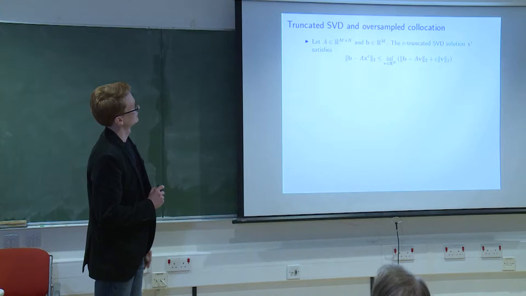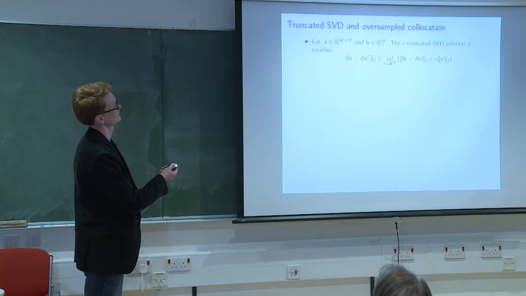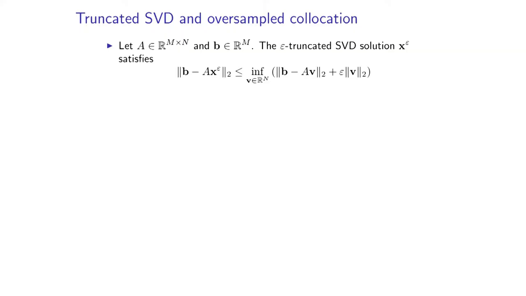Well, let's look at the epsilon truncated SVD. So you just take the SVD of A, kill all the singular values less than epsilon, where epsilon is some modest multiple of machine precision, as Wilkinson would say. That solution satisfies this inequality. It only takes a few lines to prove.